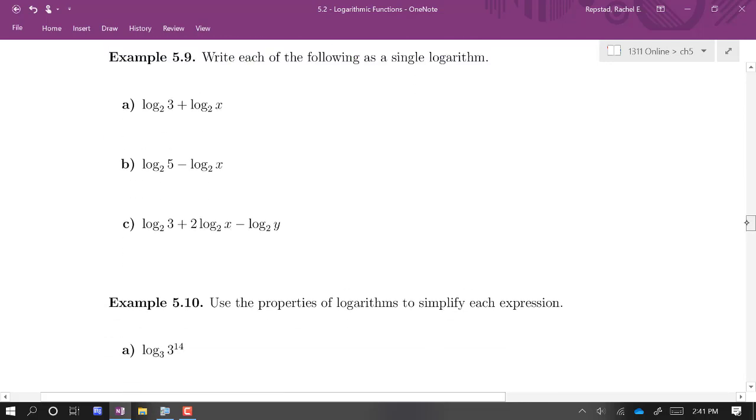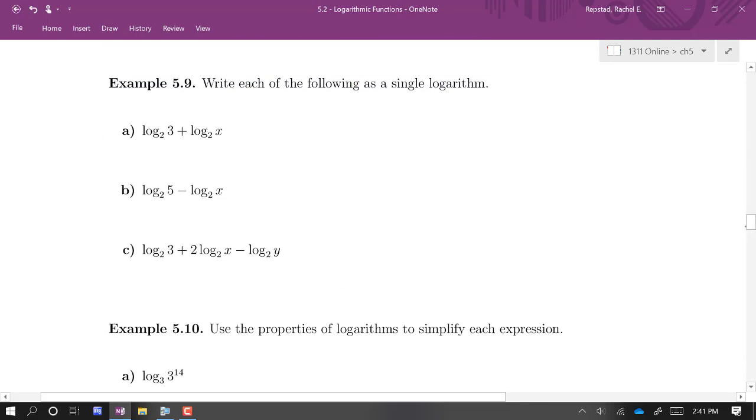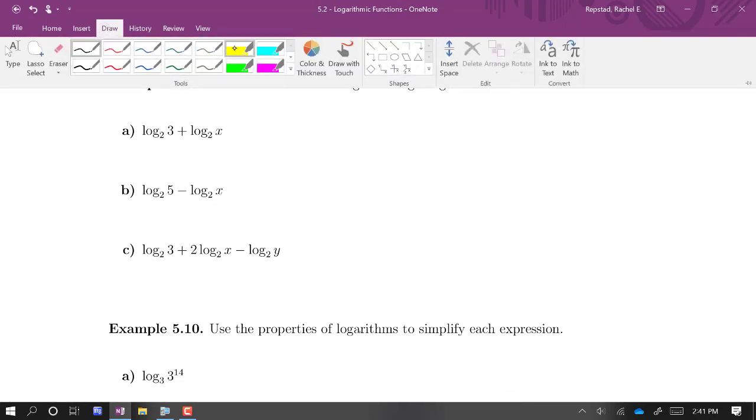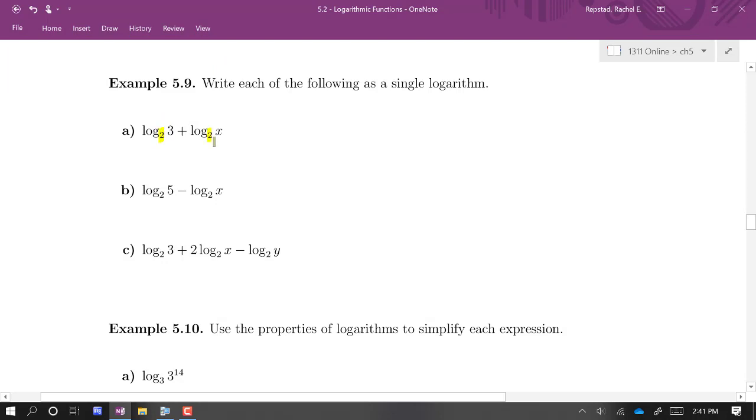Okay, now we're going to go the other way. We want to write each of these as a single log, so note that the bases are the same. Log base 2. If you're going to combine logs and write them as a single log, you have to have them as logs of the same base. So these bases are the same. We're adding them, that means we can write it with multiplication inside a single log. So this is log base 2 of 3 times x.